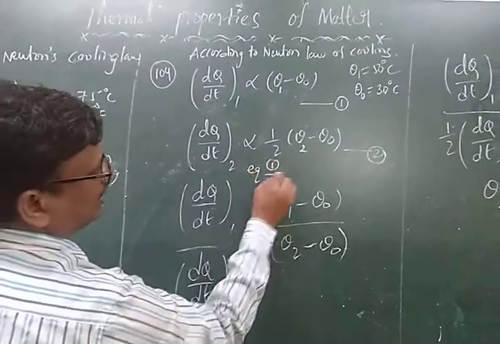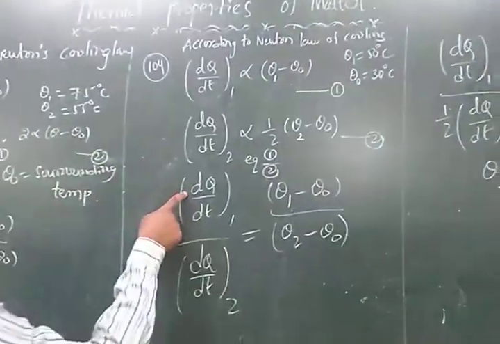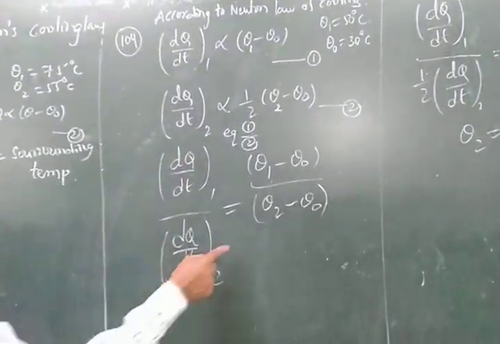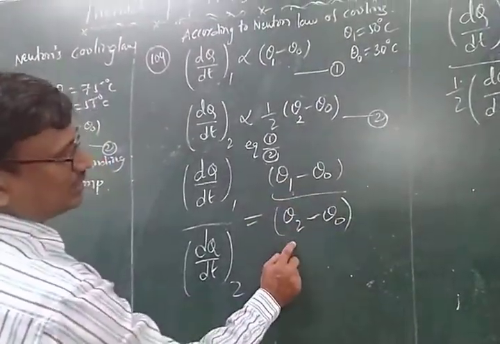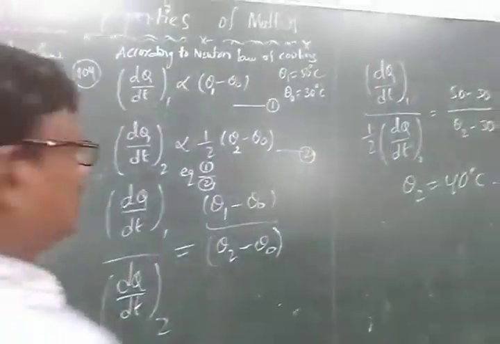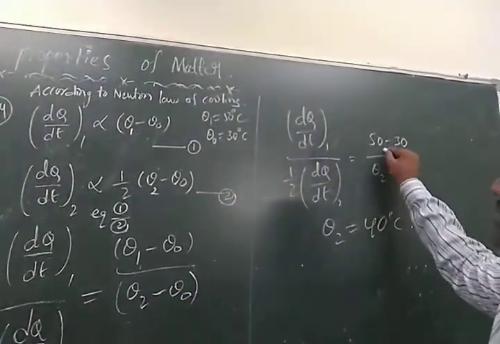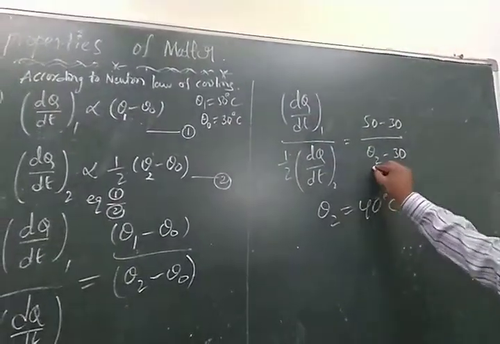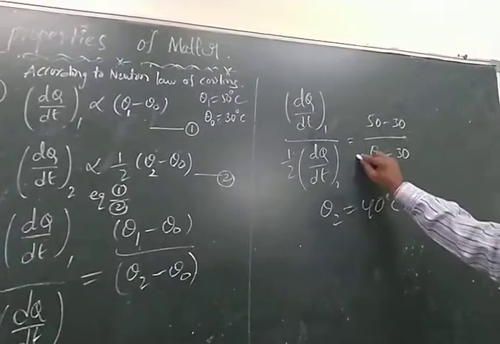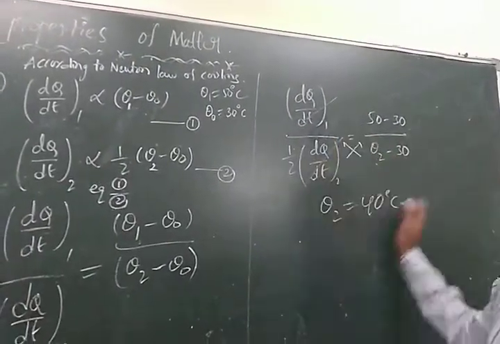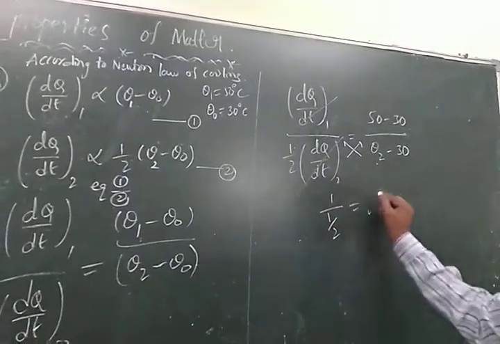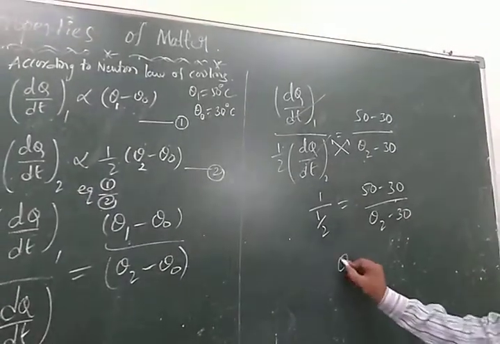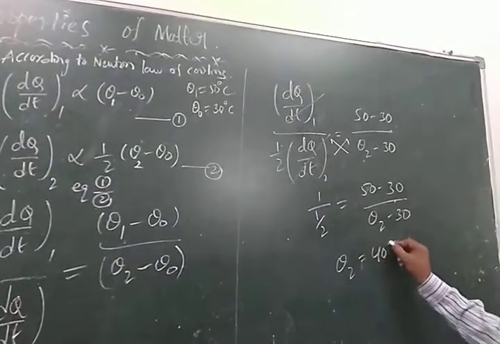Again, equation 1 divided by equation 2. The ratio of the rates of loss of heat is equal to theta 1 minus theta naught divided by theta 2 minus theta naught, which is equal to 1 by 2. Here theta 1 is 50 degrees and theta naught is 30 degrees. To find theta 2, cross multiplying, 1 by 2 is equal to 50 minus 30 divided by theta 2 minus 30 degrees. So theta 2 is equal to 40 degrees centigrade.